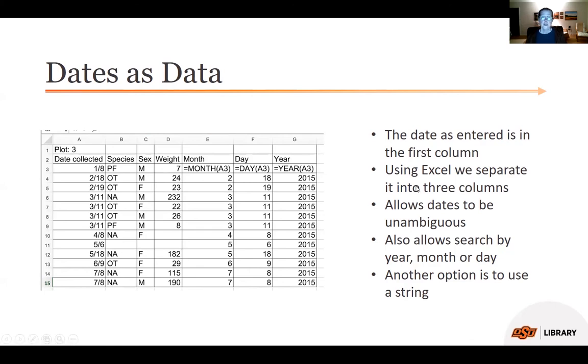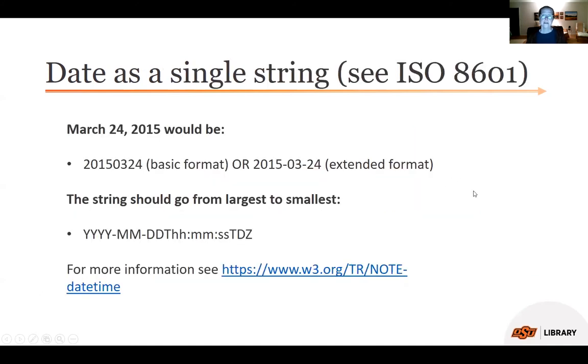Another option is to use a date as a string. So these are some examples of that. There's actually an ISO standard for creating dates as a string that is standardized. One of the confusions about dates is that how a date is expressed may vary depending on what country you are in. So this removes that ambiguity.